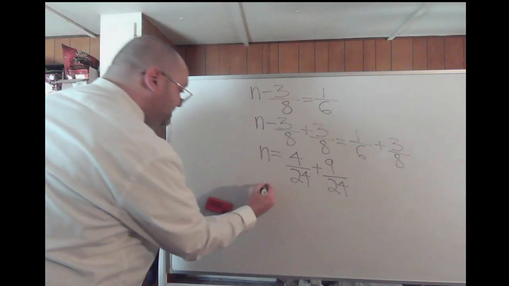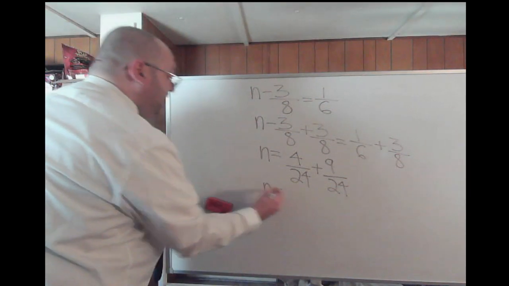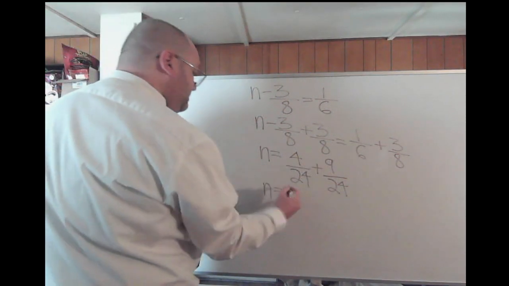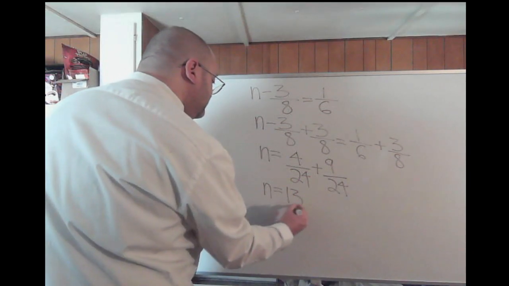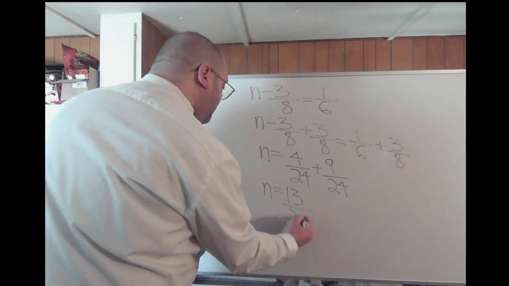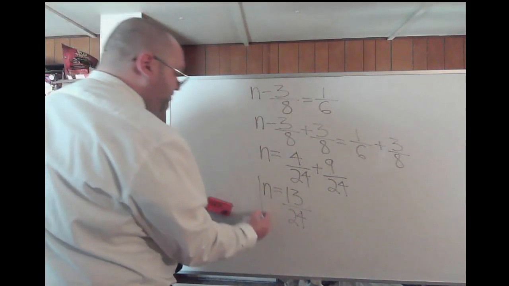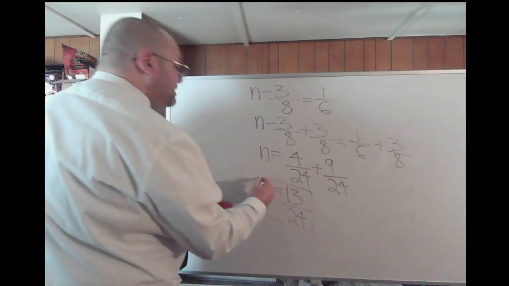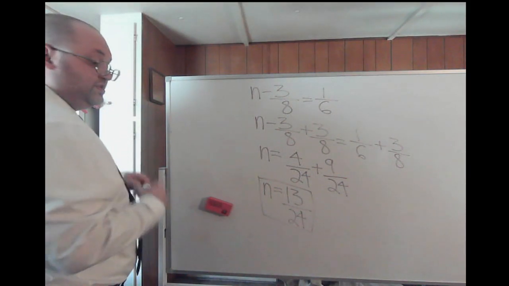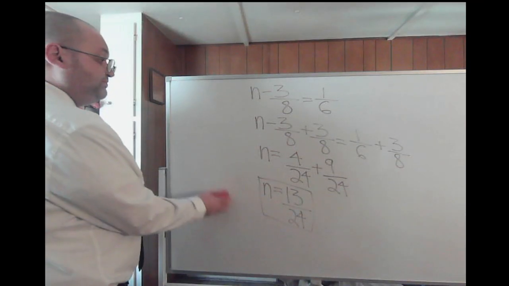Now that we have the same denominator, we can proceed to add these. So 4 plus 9, well, that's 13. Denominator stays 24. 13/24 reduces no further, so the answer to this is n equals 13/24.